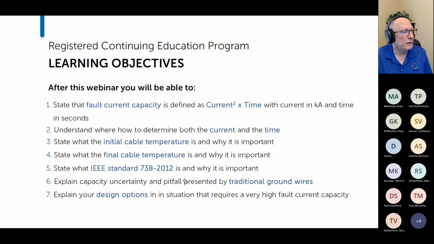Here are the specific learning objectives. I'll give you a minute to review them, but they're pretty consistent with the course purpose. I see a typo at number 7. Somehow I missed that. Oh well, sorry about that.